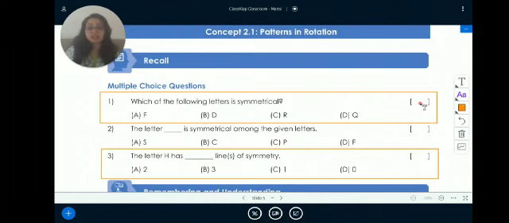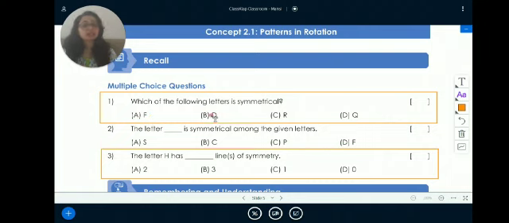Now that we have seen what rotation of a shape is and we have recalled what symmetry and line of symmetry are, let's try to answer some questions from our workbook. Our first question is, which of the following letters is symmetrical? Now remember, symmetrical means it can be folded or divided into two equal halves with a single line. Now let's see if for letter F I can find any line which will make it symmetrical? No.